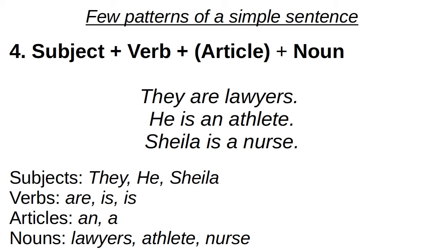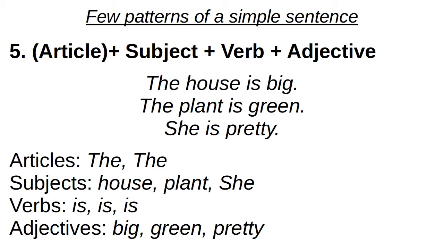Now let us move to another format where it is subject, verb plus adjective. For example, she is pretty. She is the subject, is the verb, pretty is the adjective. We can have an article before a subject. For example, the house is big. The is the article, house is the subject, is is the verb, big is the adjective. Similarly, the plant is green, the earth is round, the sun is hot. Yes, all these are subject, verb, adjective.